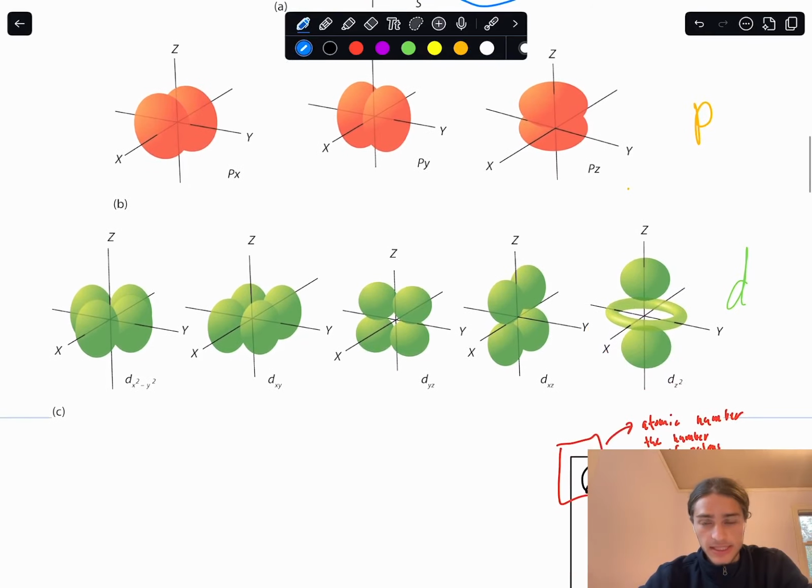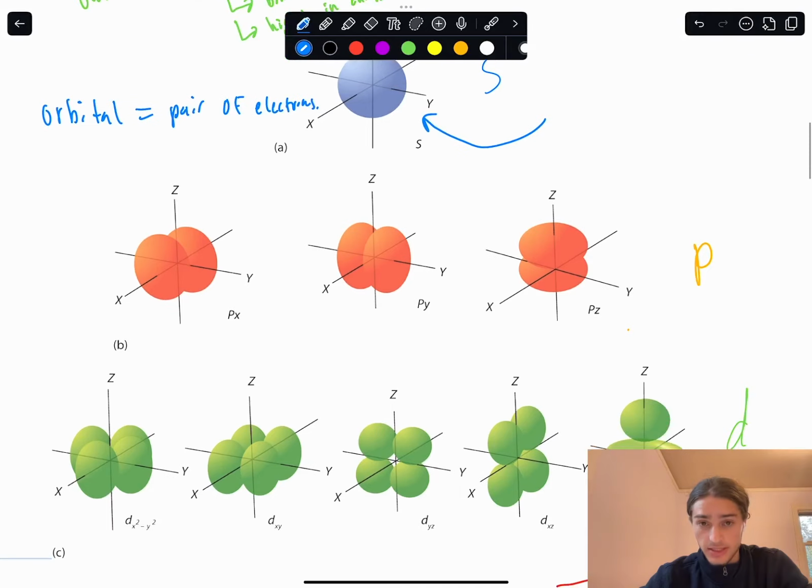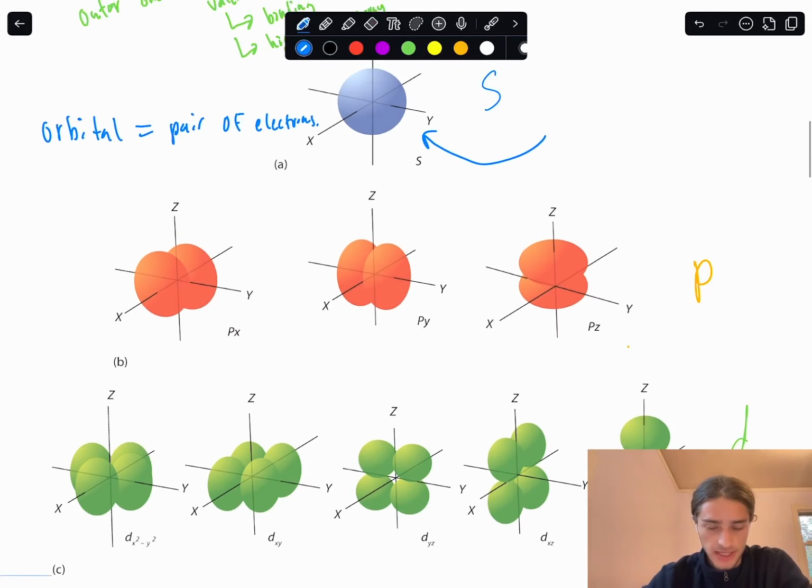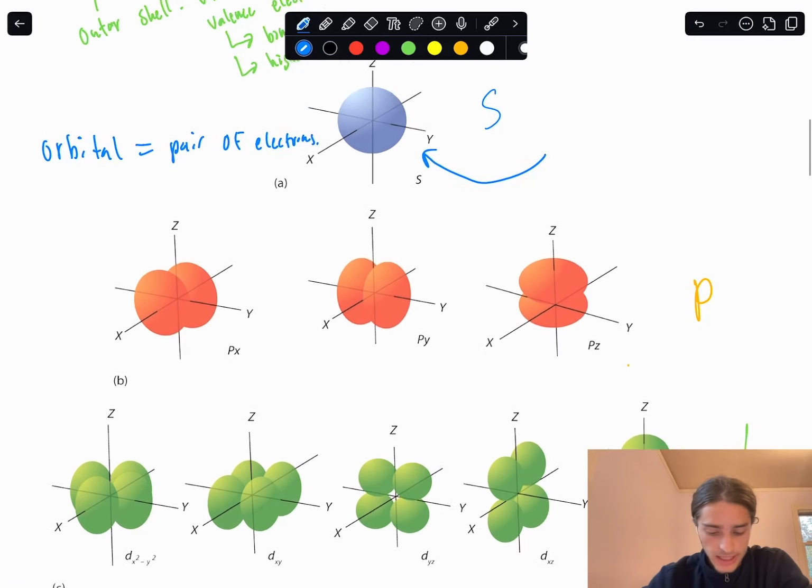But the p orbitals and the d orbitals, you can see there's actually many different ones. And the main difference is the direction that the shape of the orbital is facing. So in the dumbbells of the p orbitals, like the px orbital right here, that px orbital is aligned with the x-axis. So I think of it as the horizontal p orbital. So each one of these can hold up to 2 electrons.